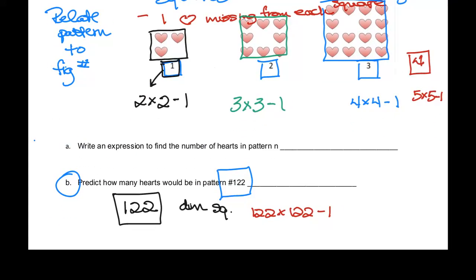Oh, you guys are ready to go. So if it is figure 122, what are the dimensions of that? Yes, 123 by 123 minus 1. And you have to actually calculate that using your calculator. So multiply those together, subtract 1, and you should come up with an answer. Does anybody have that? What was the last 3? 121.